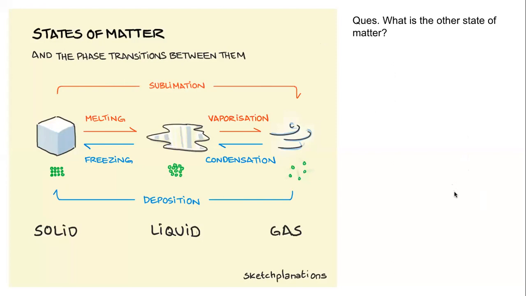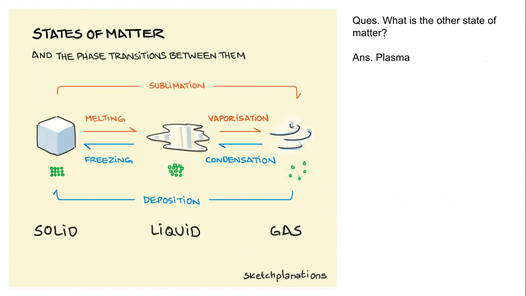But again, something is missing from this picture. And that is something that was discovered much later, and it is not even talked about to all the students in all the schools. But we have learned there is another state of matter. Correct answers in the chat. That fourth state of matter is plasma.